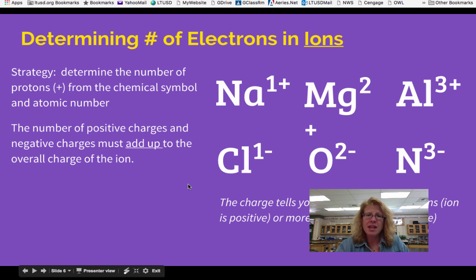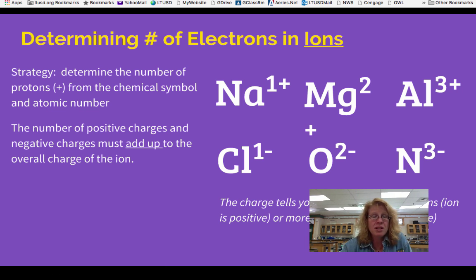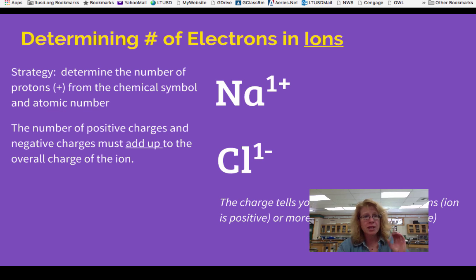And again, you can think of this charge almost as the differential between them, like Mg2+. I have 2 more protons because it's 2+. If it's nitrogen 3-, that means I have 3 more electrons than I have protons. Again, the key here: you can't change the number of protons. So you have to do a little bit of math, maybe a little bit of mental wiggling to figure out what's what.